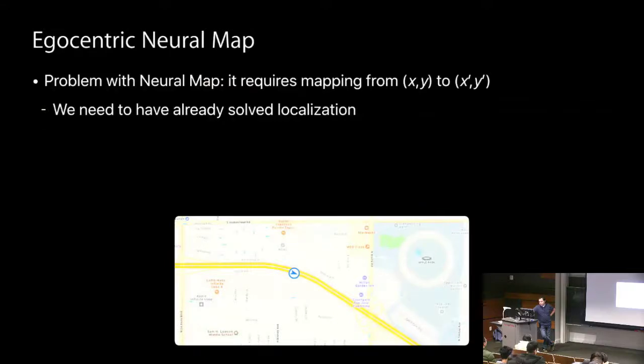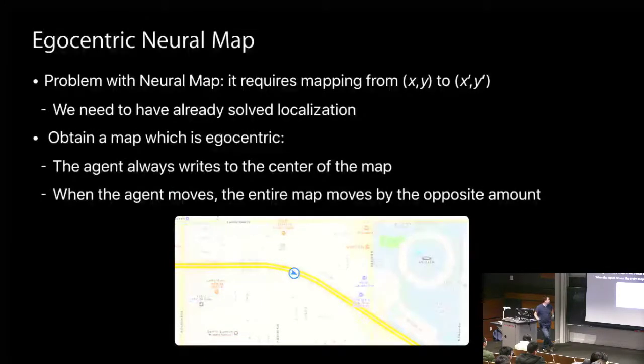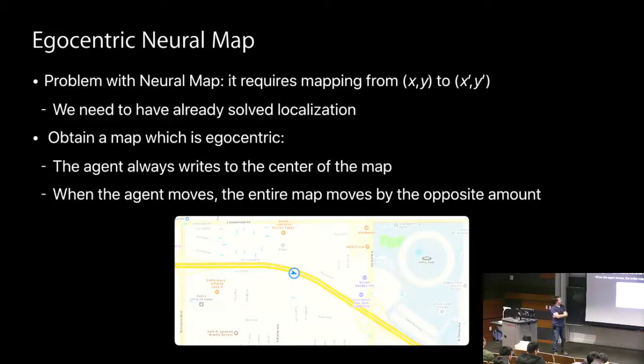You can also, for example, obtain a map which is egocentric. So the agent always writes to the center of the map, and then as the agent moves, the entire map moves around you. In this case, you don't really need to know the size of the map. You can keep writing, but it also assumes you have perfect odometry. If you move 90 degrees to the right, you have to make sure the map reflects that.